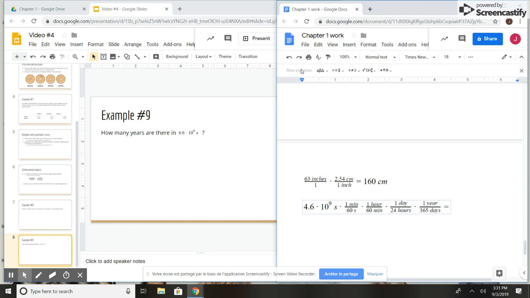Then all I do is put this in my calculator and round to two significant figures. This is going to be a whole lot easier with a graphing calculator. That's why I suggest them. Then to round that to two sig figs, I'm going to make that 150 years. I originally got 145.86504. If you use slightly different unit factors, you might get a slightly different answer. That's usually not an issue.